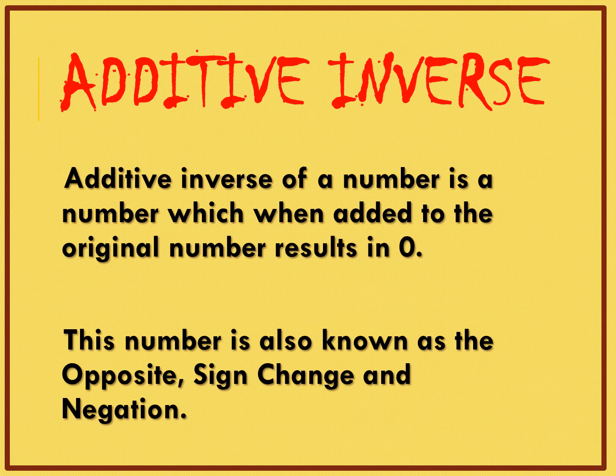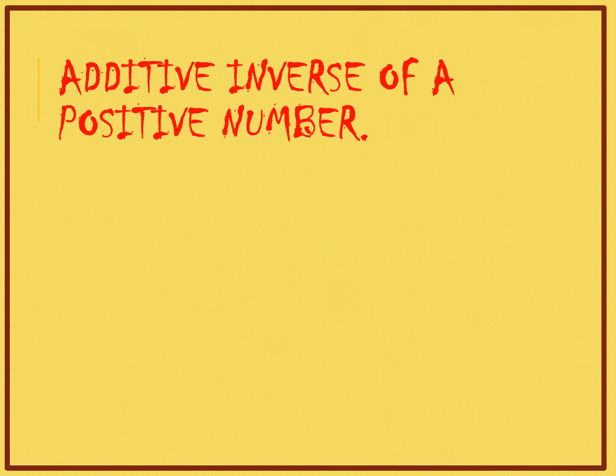Well, additive inverse of a number is a number which when added to the original number results in 0. Once again I'll repeat. Additive inverse of a number is a number which when added to the original number results in 0. This number is also known as the opposite, sign change and negation. So let us try to find out the additive inverse of a positive number now.